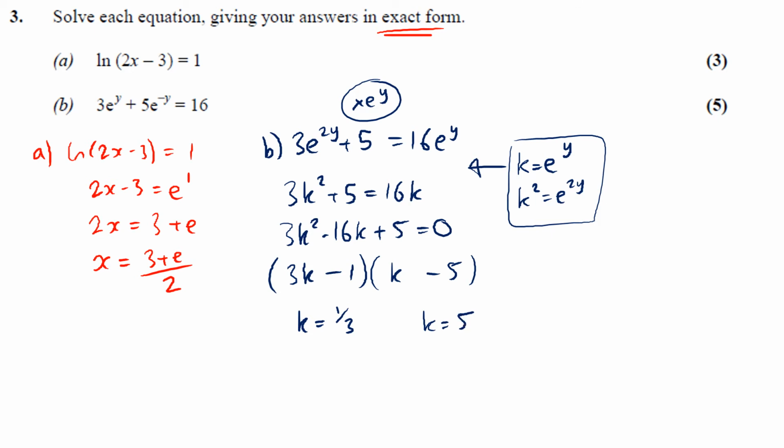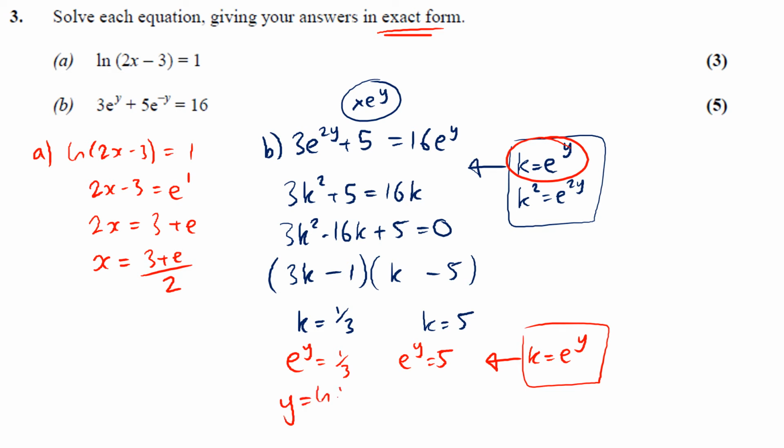Now obviously we don't want k, we want y. So we have to go back into what we said, that k equals e to the y. And if we sub that in, we'll get that e to the y is 1/3, or e to the y is 5. And so if we want to get y, we need to take a log of both sides. So we've got log 1/3, and we've got log 5. Now it says give your answer in exact form, and we have. So we don't need to work these out as decimals.